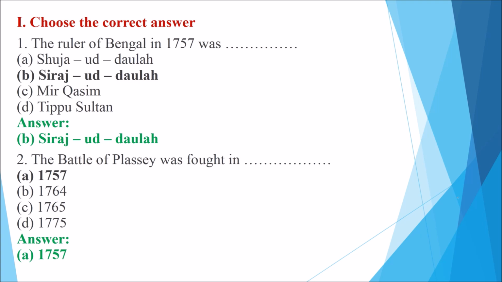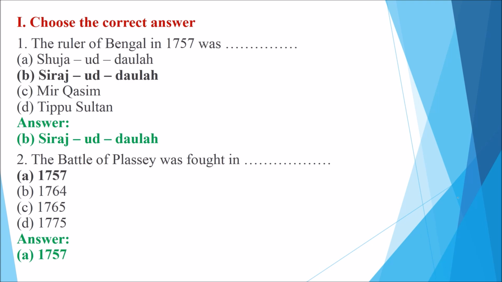Roman letter 1. Choose the correct answer. Question number 1. The ruler of Bengal in 1757 was dash. Option A, Surjau-Dowla. Option B, Siraj-ud-Dowla. Option C, Mir Qasim. Option D, Tipu Sultan. So the correct answer is option B, Siraj-ud-Dowla.